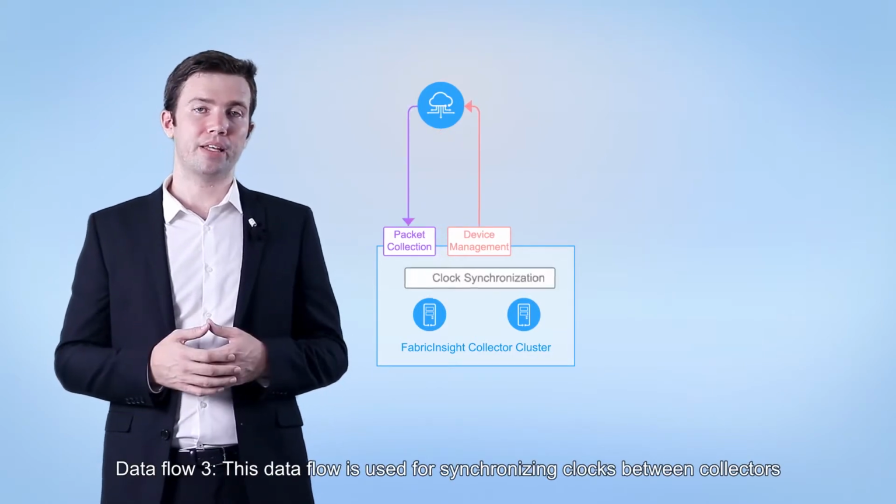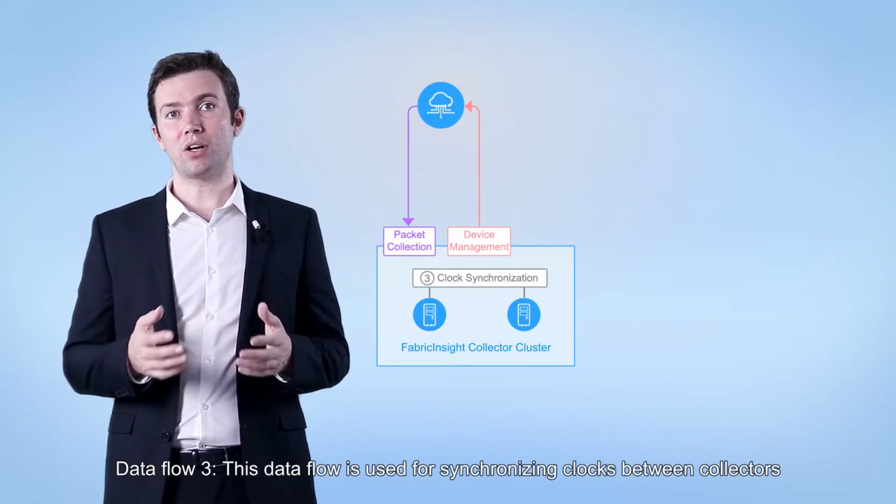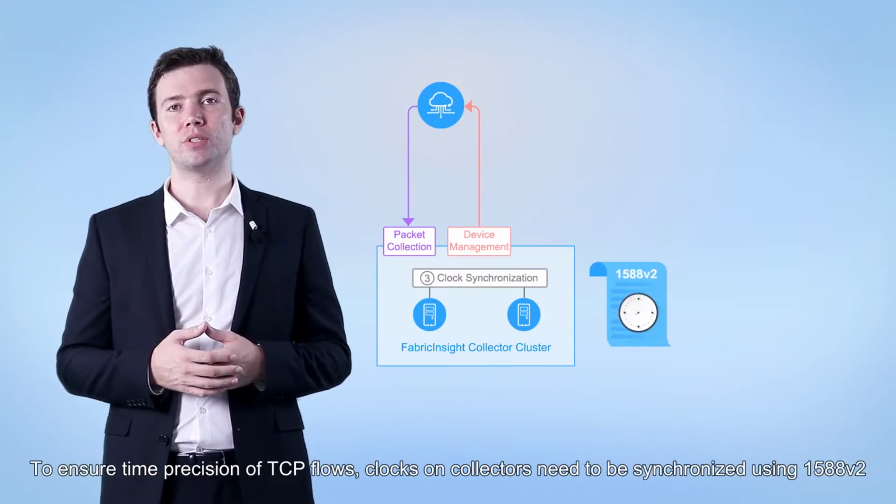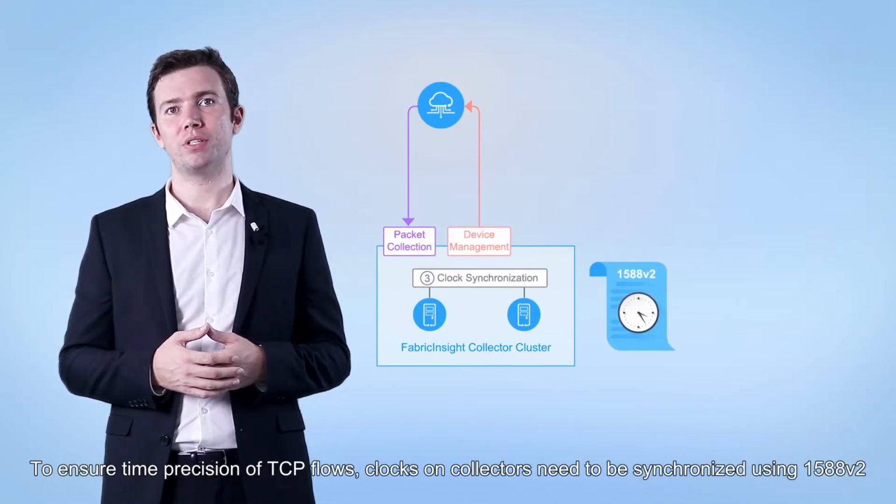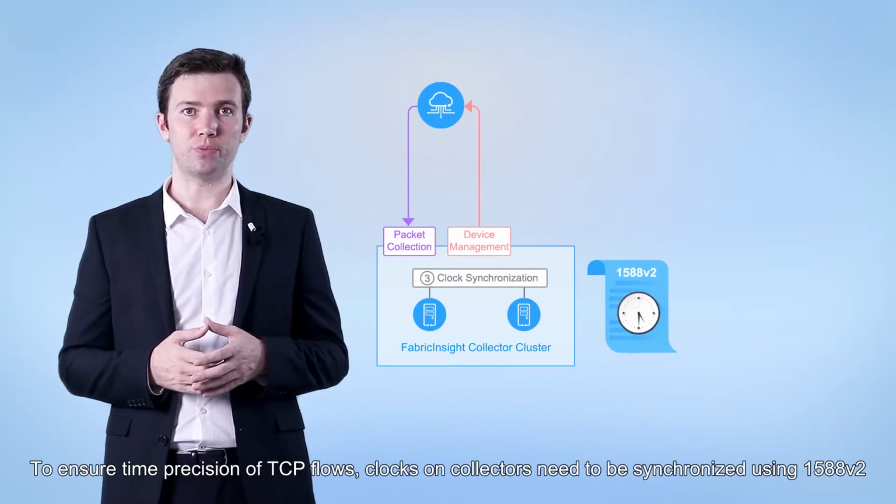Data flow 3. This data flow is used for synchronizing clocks between collectors. To ensure time precision of TCP flows, clocks on collectors need to be synchronized using 1588 v2.